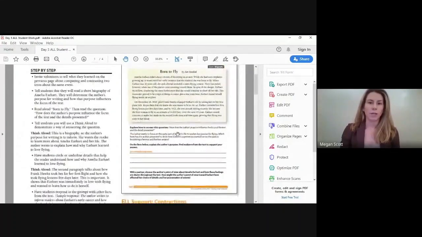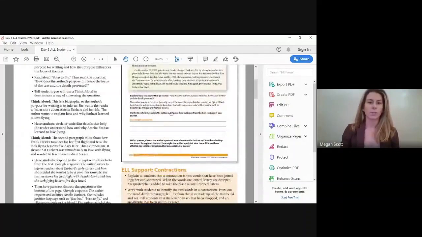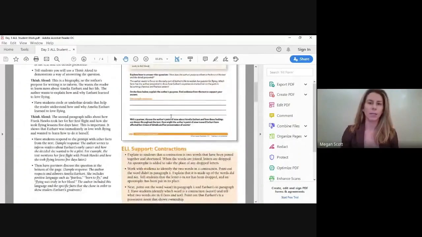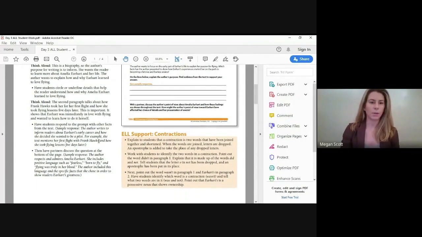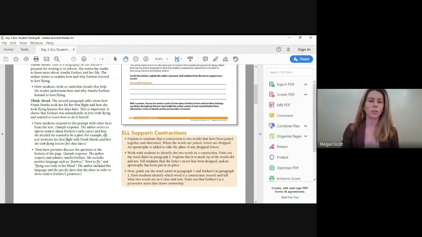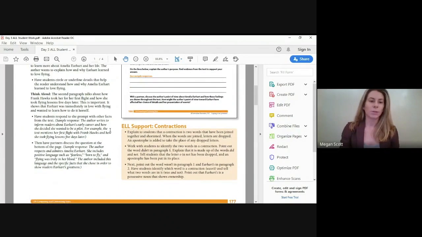After the Born to Fly text, you were to answer a question explaining the author's purpose, finding evidence from the text to support your answer. A lot of answers could have been correct as long as you explain the author's purpose and provided textual support as evidence. If you look on the left-hand side, they give a sample response. The author writes to inform readers about Earhart's early career and how she decided she wanted to be a pilot. For example, the text mentions her first flight with Frank Cox and how she took flying lessons 5 days later.